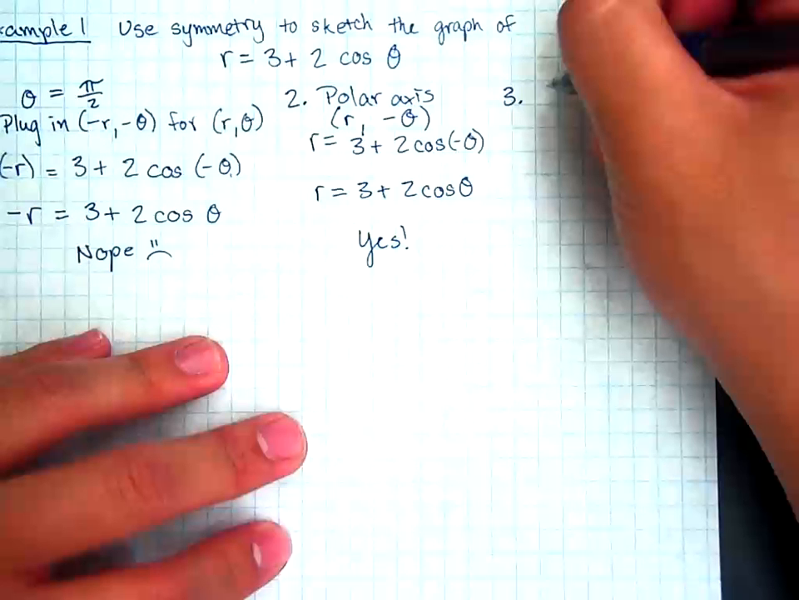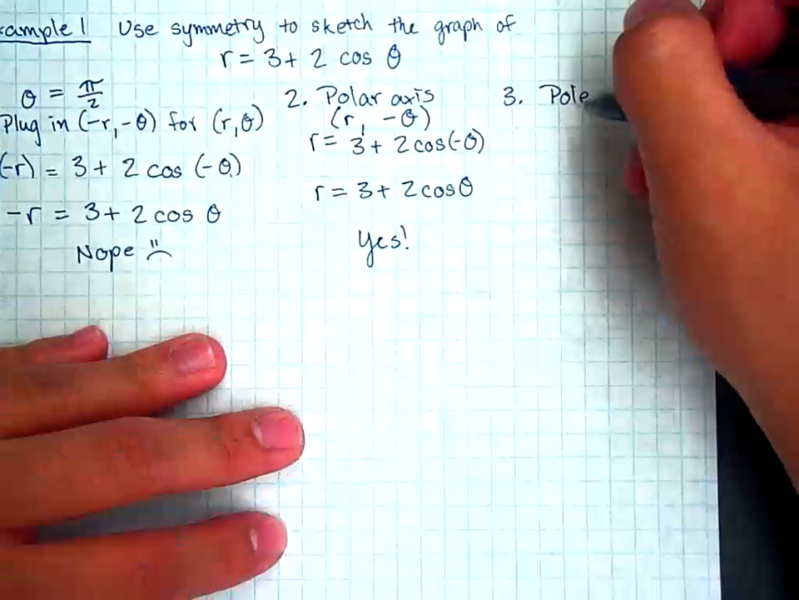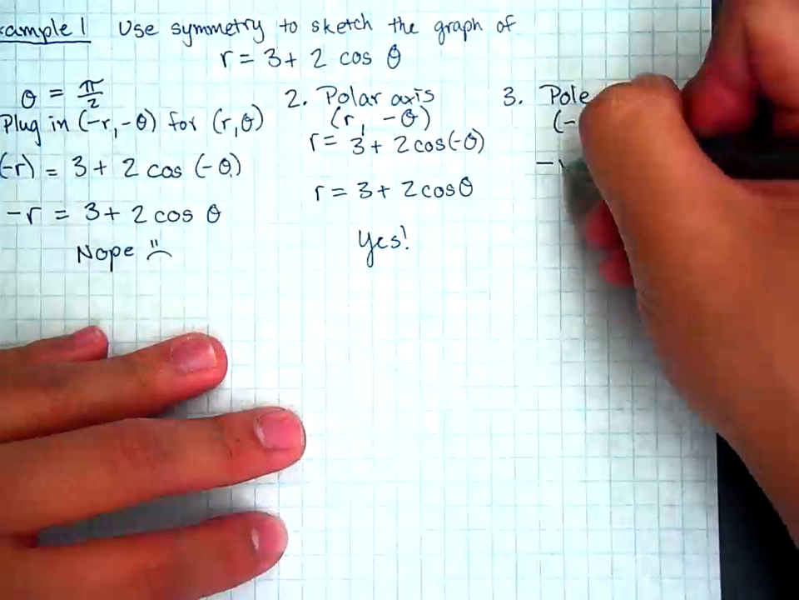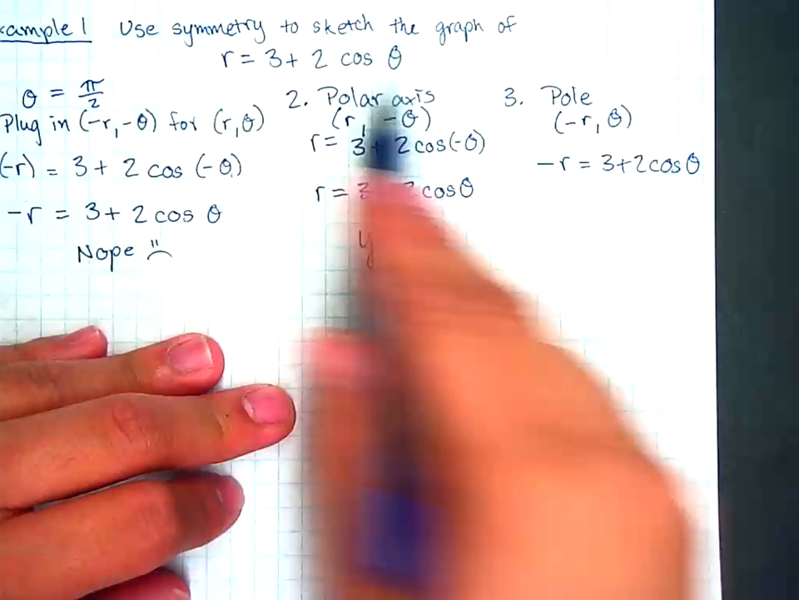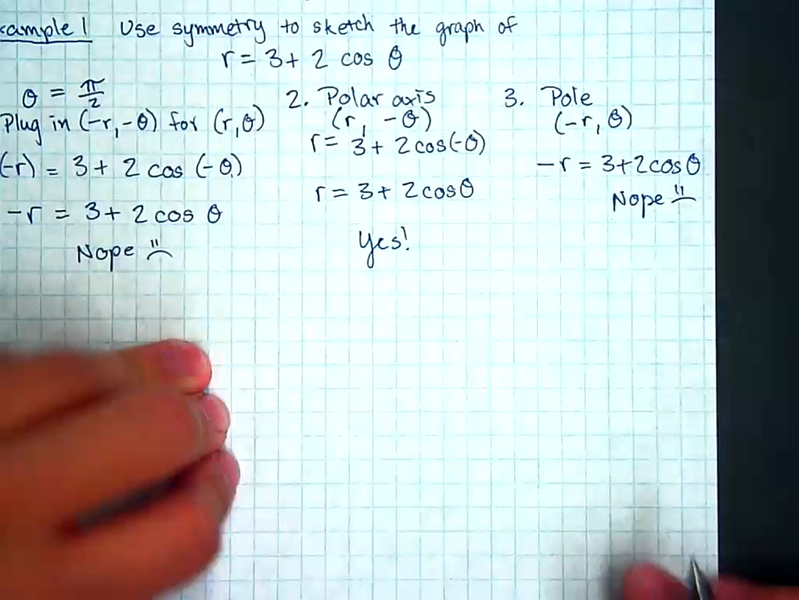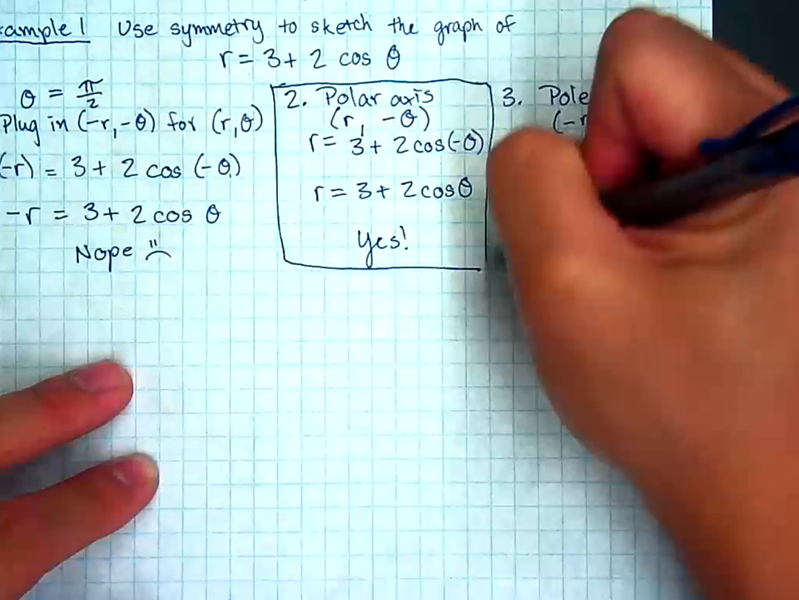And finally, the last one to check is if we have symmetry with respect to the pole. And with that one, we're going to replace it with negative r, theta. Okay, so negative r equals 3 plus 2 cosine theta. Well, I have nothing left to simplify there, and I'm left with a negative r. So these two are not equivalent to each other. So, nope. Okay, so the only one that we're going to have symmetry with is the polar axis.